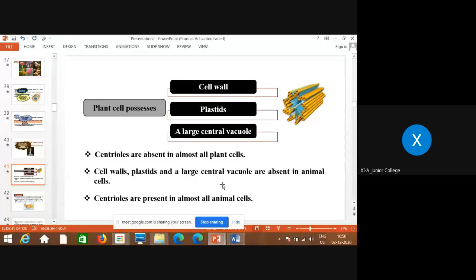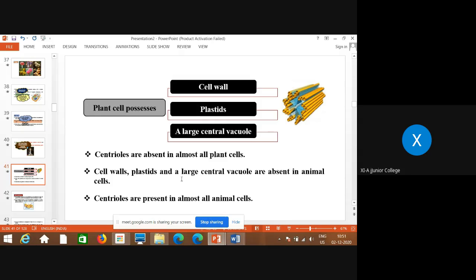So centrioles are absent in almost all the plant cells, whereas centrioles are present only in animal cells. Cell wall is present only in plant cells, which animal cells lack. So plant cells show the presence of cell walls, plastids, and large central vacuoles, which are absent in animal cells. Vacuoles are present in the animal cell, but they are of small size. And centrioles are present only in animal cells, which plant cells do not show.